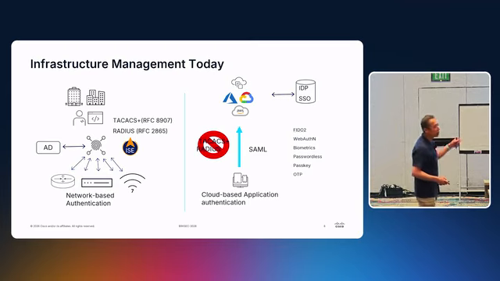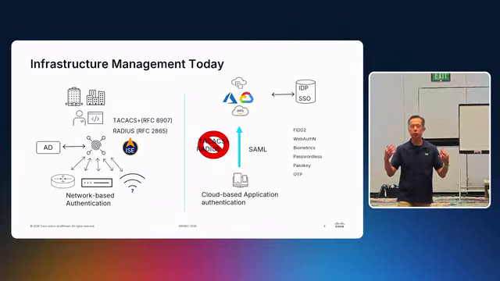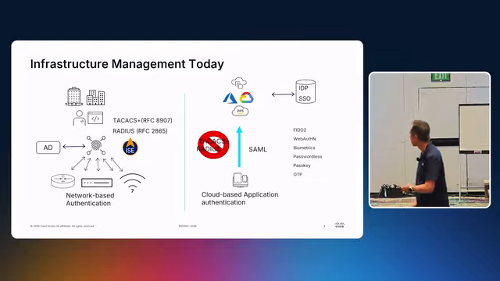Okay, so from an infrastructure perspective, why do we care? How does it all work? Well, what we're doing today is we have our infrastructure down here, and we do network-based authentication protocols like RADIUS, RFC 2865, TACACS, RFC 8907, right? These are the protocols that we all use, whether it be Cisco or non-Cisco, doesn't matter. It's what's commonly used today.